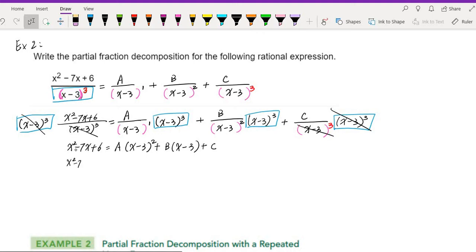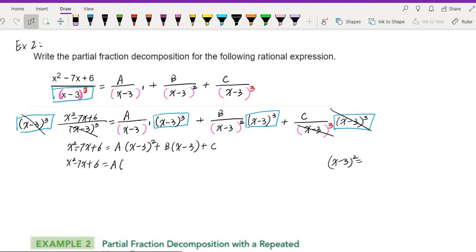We said we're going to leave the left side alone, so then we're going to expand the right hand side. It takes a little bit of time, but make sure you are patient and do this. Okay, so that means it's A times x minus 3 squared.